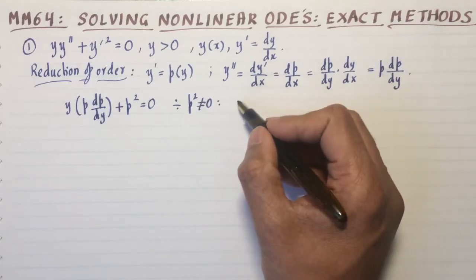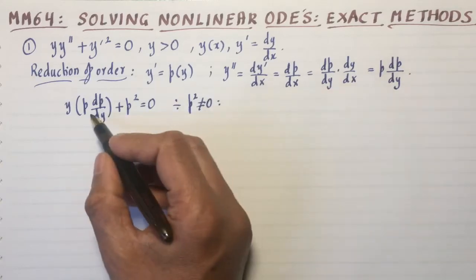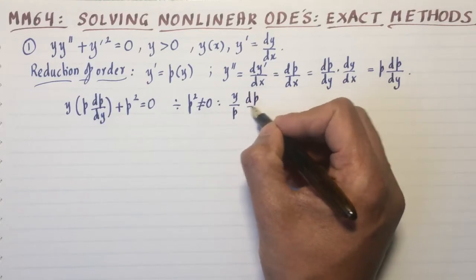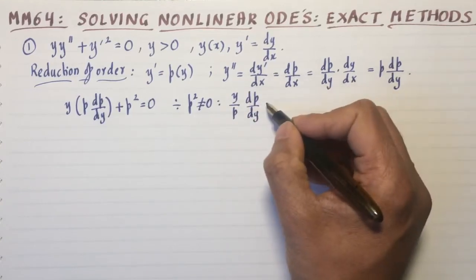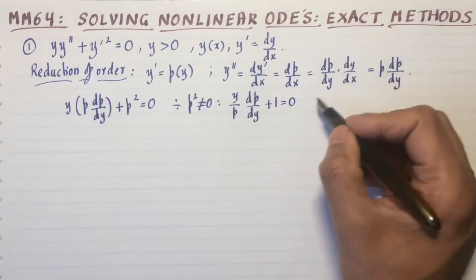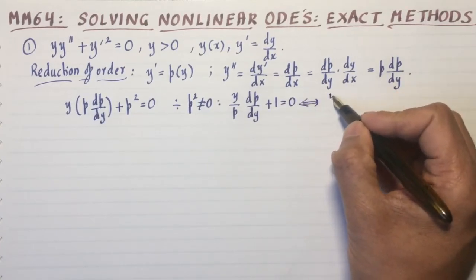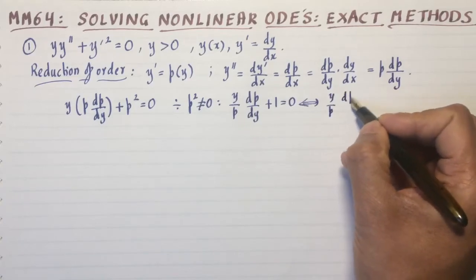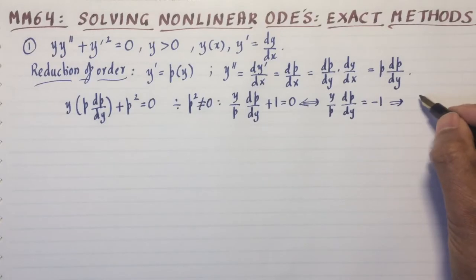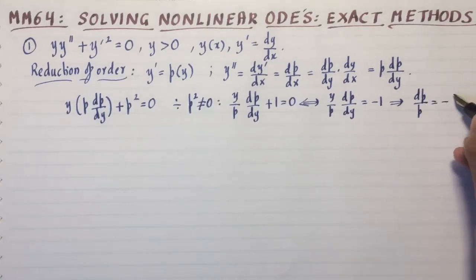Then I divide both sides and I get y over p dp by dy plus 1 equals 0. I can transfer the 1 to the other side and write this as y over p dp by dy equals minus 1. Or separating the variables, I'm getting dp by p equals negative dy by y. Let me integrate both sides.